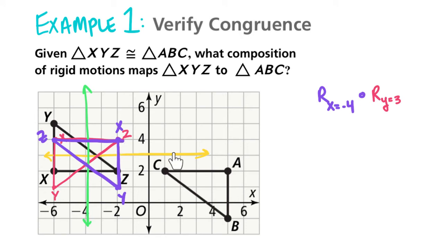I have all the points in kind of the right location relative to each other. Y is directly below X, just like B is directly below A. Z is directly to the left, 4 units to the left of X, just like C is 4 units to the left of A. So all the points are in the right spots. Now I just need to slide it so that it's laying right on top of here.